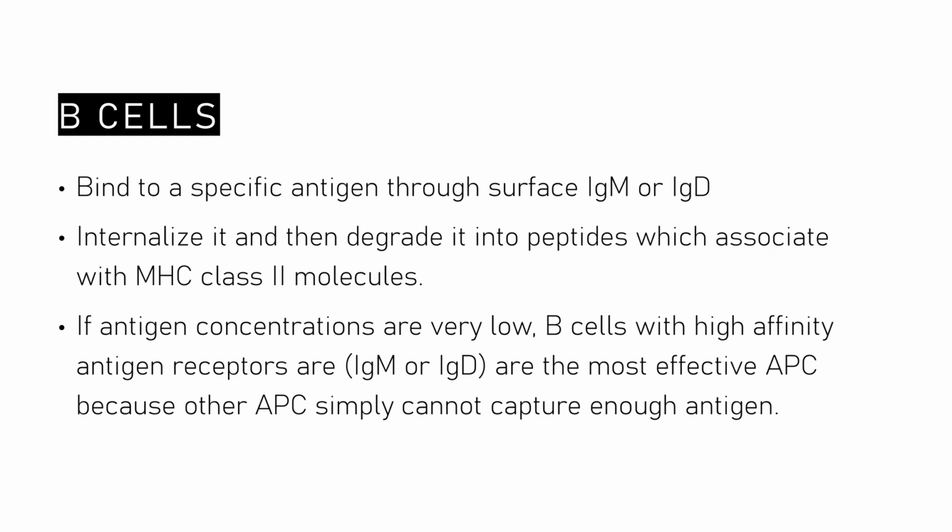Then B cells. These B cells bind to specific antigen through surface immunoglobulin M or immunoglobulin D, and they internalize it and degrade it into peptides which associate with class II MHC molecules. If the antigen concentration is very low, then these B cells with high affinity antigen receptors, that is IgM or IgD, are the most effective APC because other APCs simply cannot capture enough antigen.